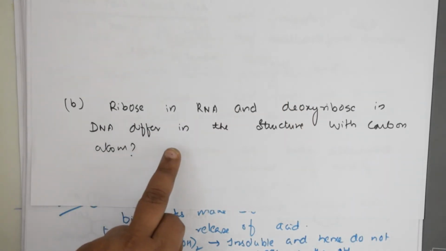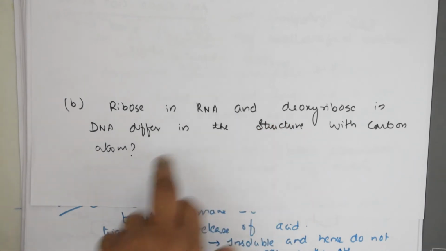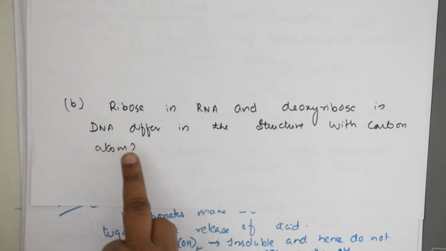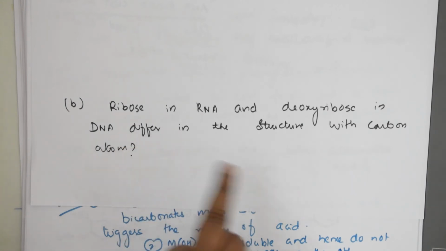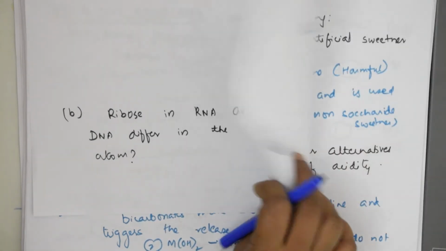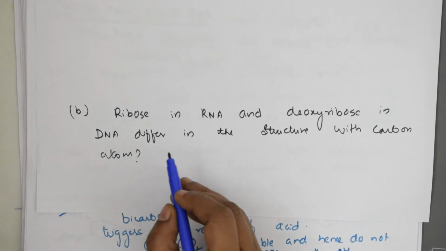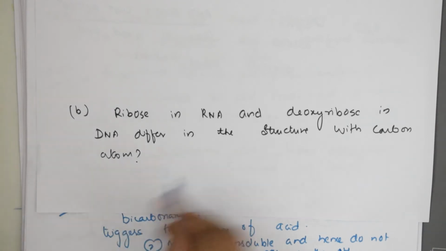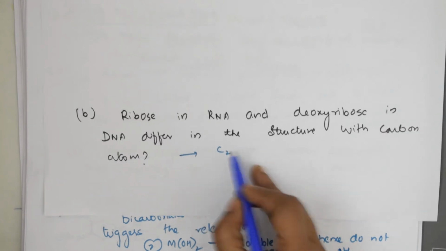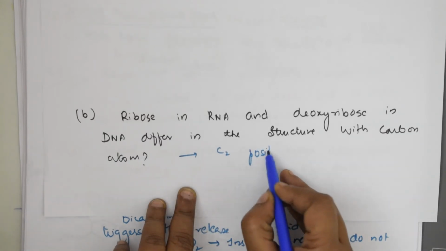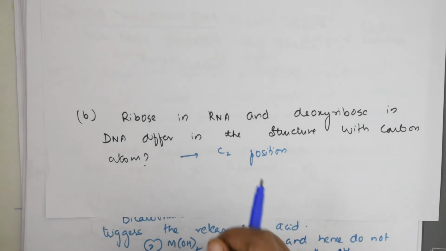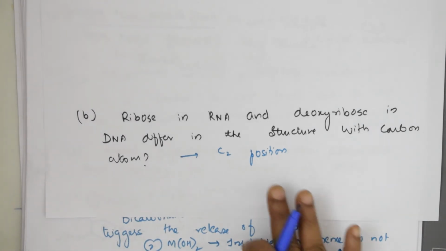Ribose in RNA and deoxyribose in DNA. Right? So DNA and RNA differ in the structure of which carbon? They directly gave me ribose in RNA and deoxyribose of DNA. Vary in which position? They want you to write only the position, nothing else. So simple. Ribose and deoxyribose, where do they differ? They differ at the C2 position only. If you have very less time, you can finish off by writing the answer, C2 position.